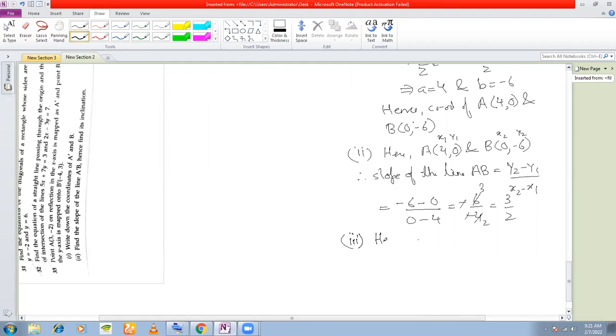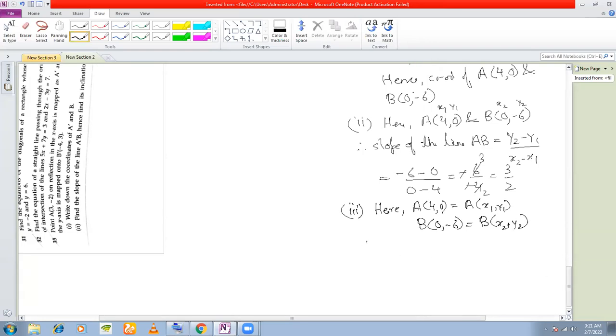So hence, here A is (4, 0), which I consider as x1 y1, and B is (0, -6), which I consider as x2 y2. Hence, the equation of the line AB, by the two-point form: y minus y1 is equal to (y2 minus y1) by (x2 minus x1) into (x minus x1).